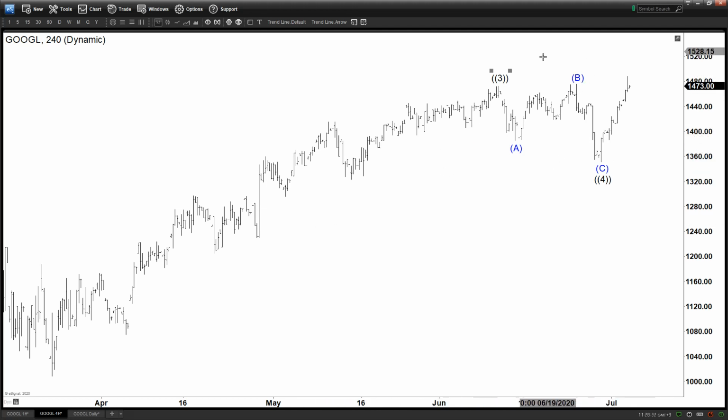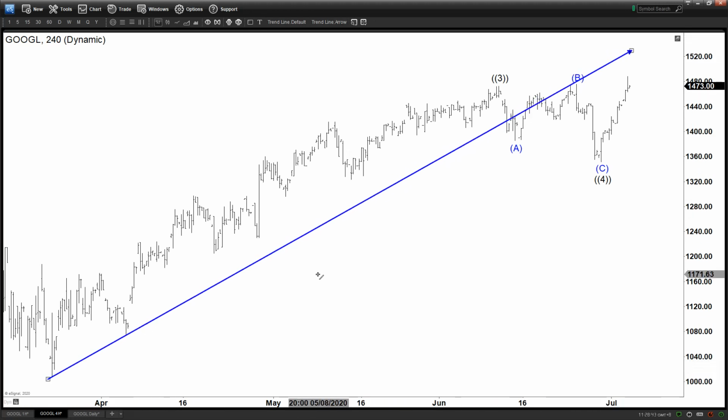All right. So if this is a 4 and this is a flat and this is a 3, what this is telling us is that we are still within the same cycle from the March low, the COVID-19 low. Somewhere along the way, this has to be 1, 2, and this is 3, 4, and then 5.